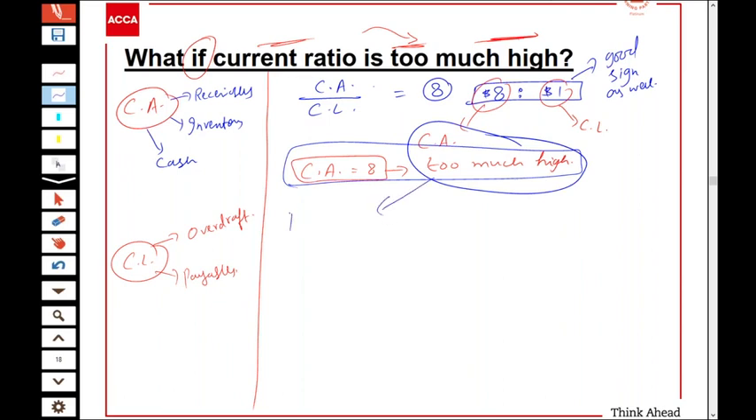So the problem could be, number one, receivables. Imagine if receivables are too high. What would be the problems? There can be bad debts, and there are late payment problems.